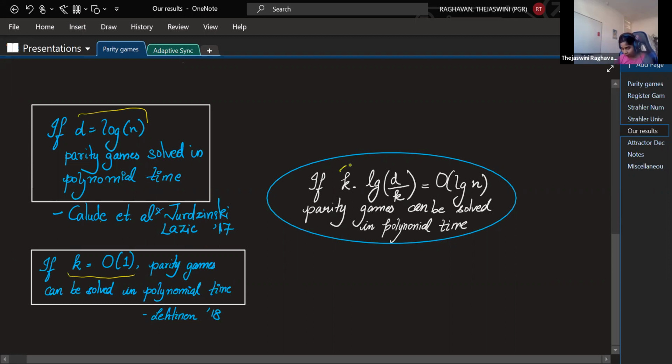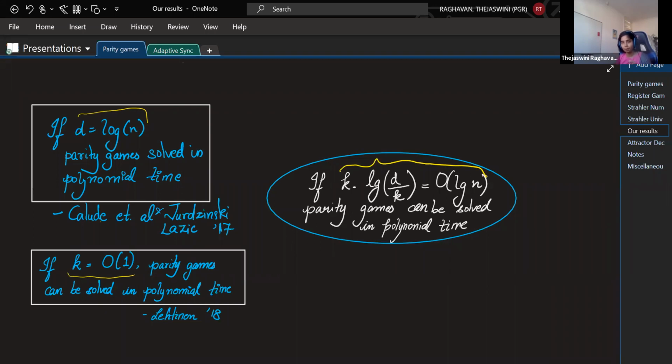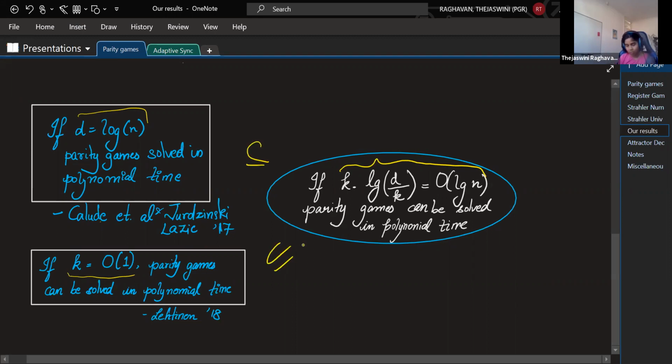But now we were able to show that if this equality holds, for instance, if K times log D over K is like log n, this is a superclass of both of these, then you still have a polynomial time algorithm for parity games.